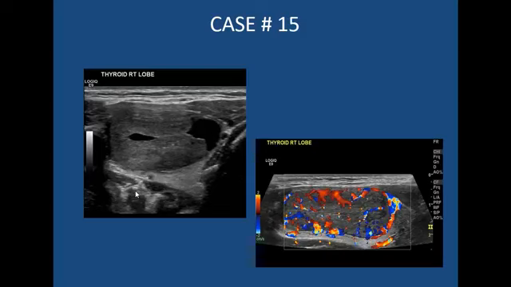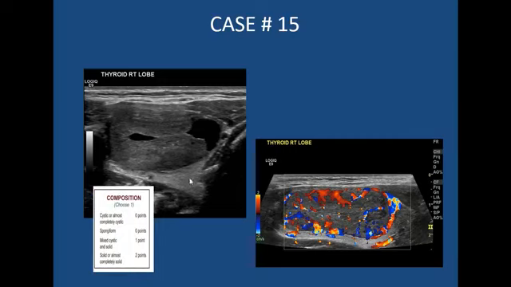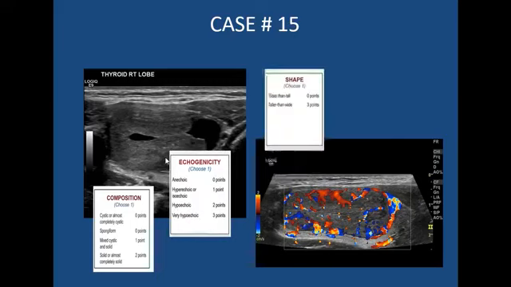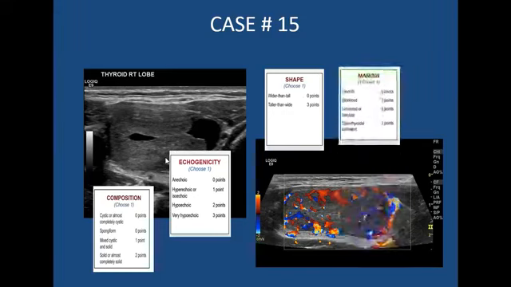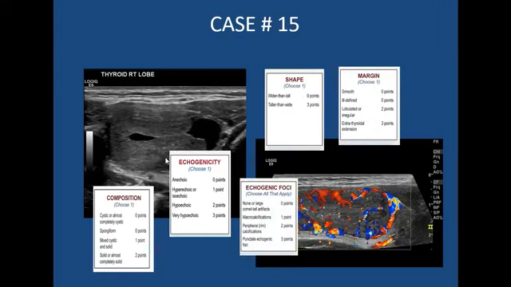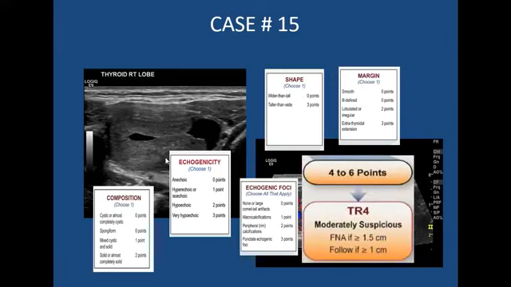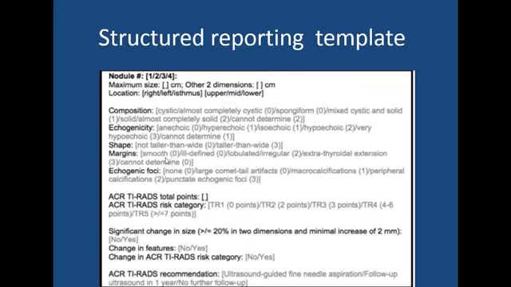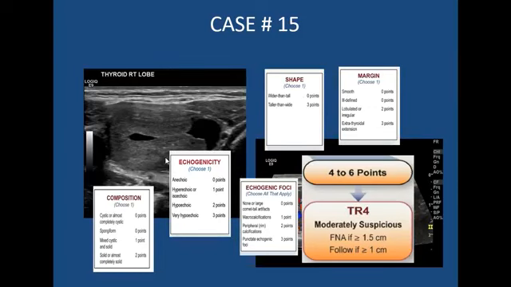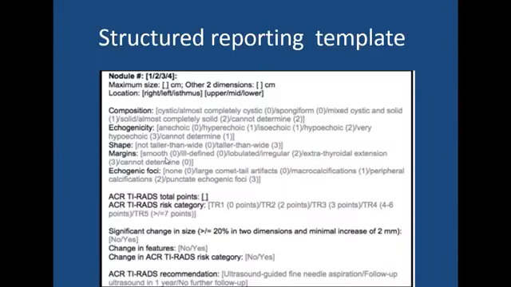So the last case I have for today, here we have a solid nodule with echogenicity, if I compare to the thyroid, hypoechoic, wider than taller, with a smooth margin and no echogenic foci. So the overall score will be 4, which corresponds to TIRAD 4, and it's greater than 1.5. So we recommend FNA for a patient like this. So these are all the cases which I have for today.